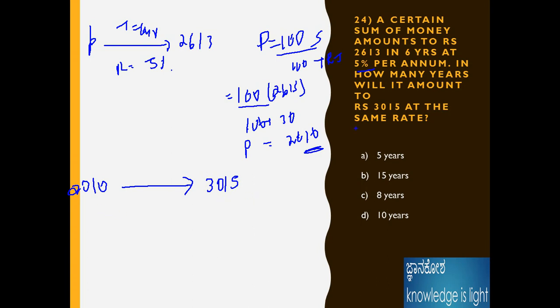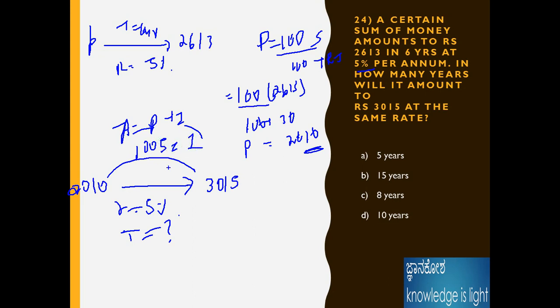Here the rate of interest should be 5% only. We need to find how much time it takes. We don't know exactly. We already know the formula A is equal to P plus I. I we don't know. A is 3015 and P is 2010. Therefore I is 3015 minus 2010.